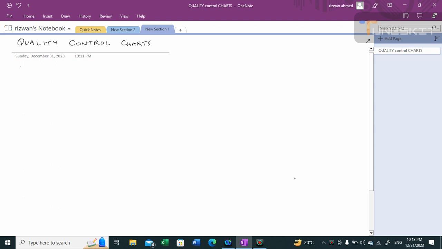Hello students, in this session we will talk about quality control charts and their applications. We draw quality control charts to observe two types of variables, qualitative or quantitative variables. Qualitative approach we apply when we categorize the items, for instance, as defective or non-defective in a production process.